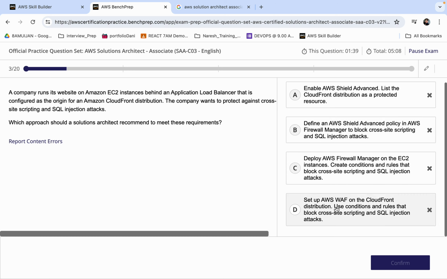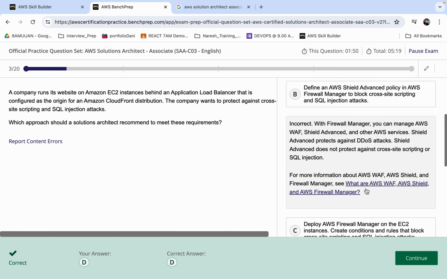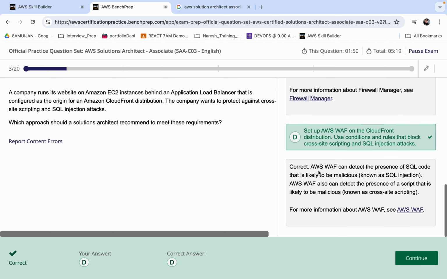Set up AWS WAF on the CloudFront distribution, using conditions and rules that block cross-site scripting and SQL injection. So let's mark it and see. Yeah, it is the correct one. AWS WAF can detect the presence of SQL code that is likely to be malicious, known as SQL injection. AWS WAF also can detect the presence of script that is likely to be malicious.